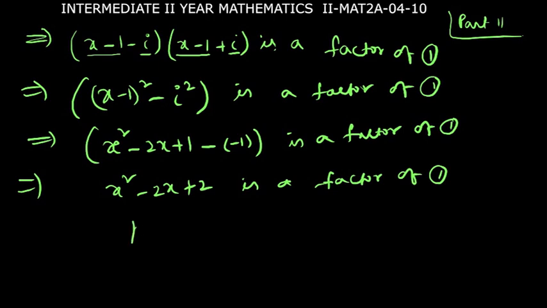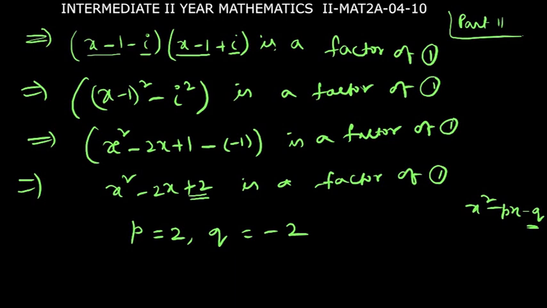What is the value of p from here? If you compare this with x square minus px minus q, the coefficient of x is minus p. So, p is 2 and q is minus 2. Is it not? The constant here is minus q. The constant here is plus 2. So, q is equal to minus 2.